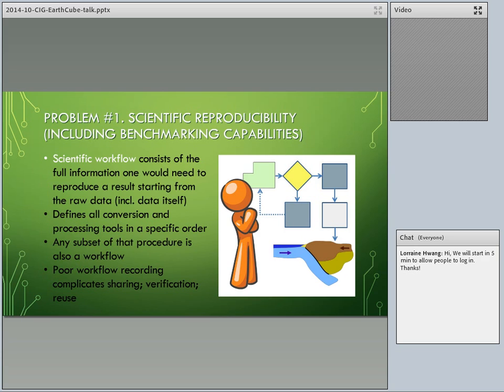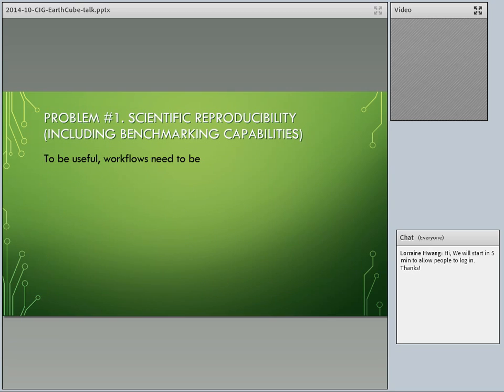And the reason is we actually need to record scientific workflows. Scientific workflow is the full information that you would need to reproduce the results, starting from the raw data. And that defines all of the conversion tools, all the processing tools. Any subset of that procedure is also a workflow. And poor workflow recording is really a problem. It introduces lots of grievances into our lives that we may not necessarily even notice because they are so inherent to our way of doing things. So that needs to be changed.